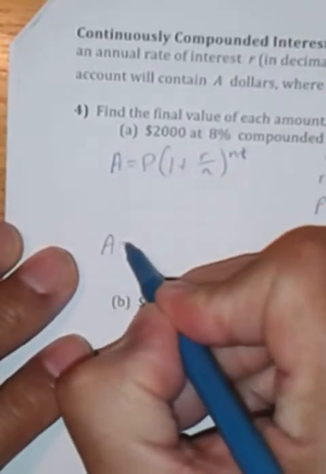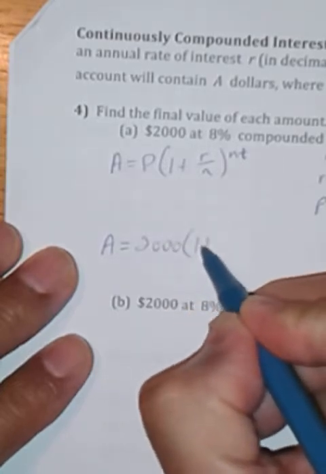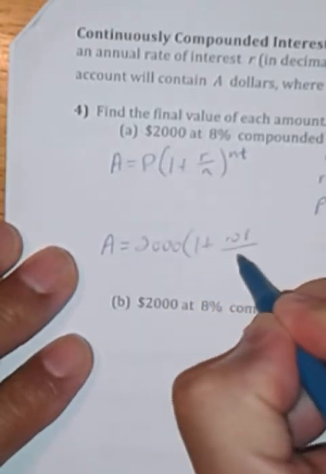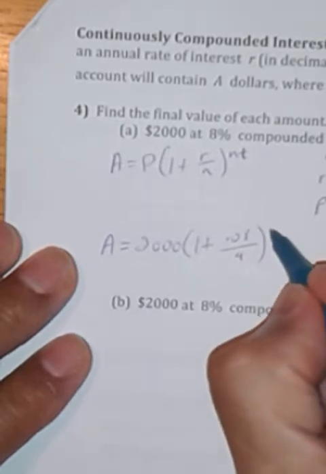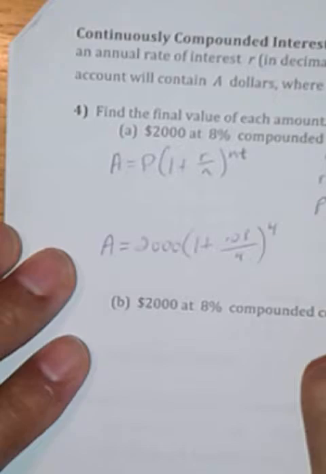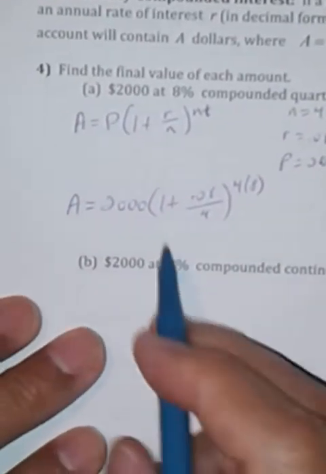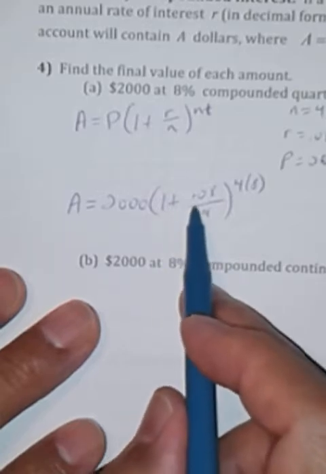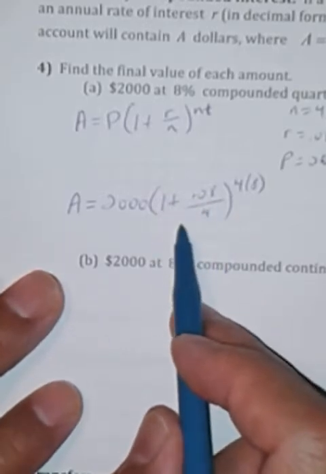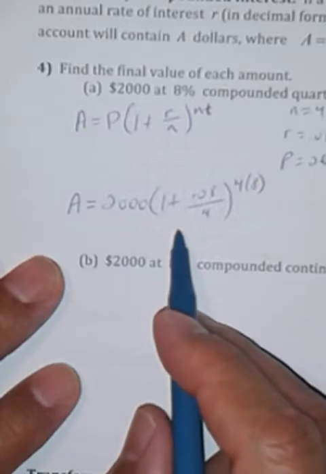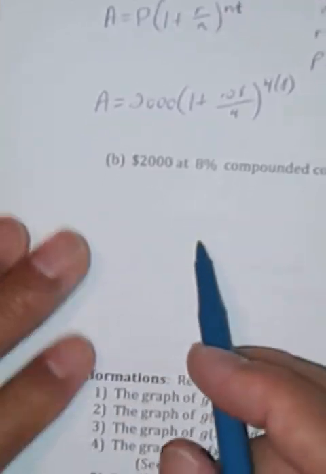So A is going to be 2,000 times 1 plus 0.08 over 4, right? That's R over N, to the N times T, 4 times the number of years, 8. Okay? And notice you might want to simplify that, right? 1 plus 0.08 over 4, you can do the division, add it to the 1, and then finish that off.